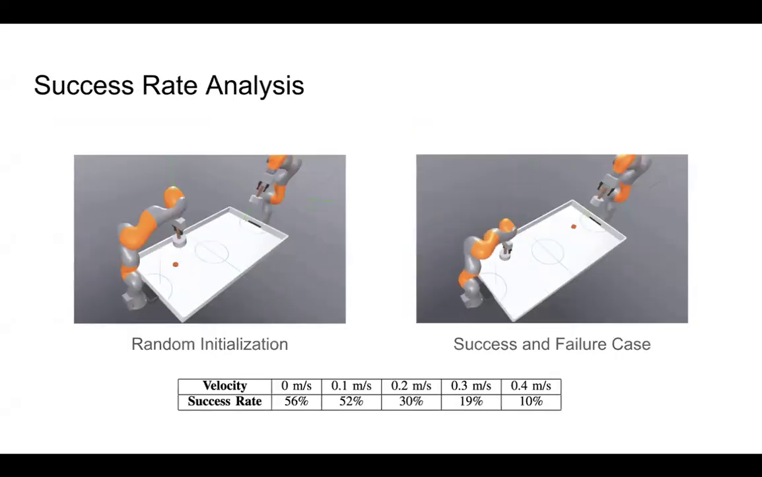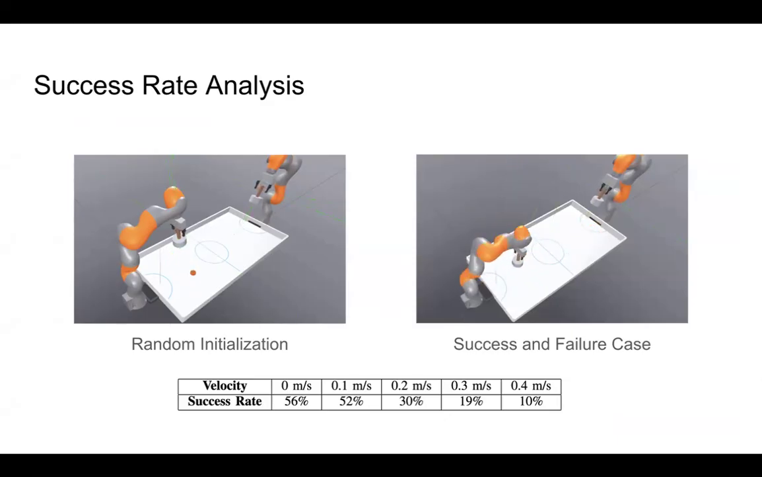We also do some analysis of the success rate. We randomly initialize the position, and we found that in the static case, we have 56% success rate. And when the velocity increases, the success rate decreases.